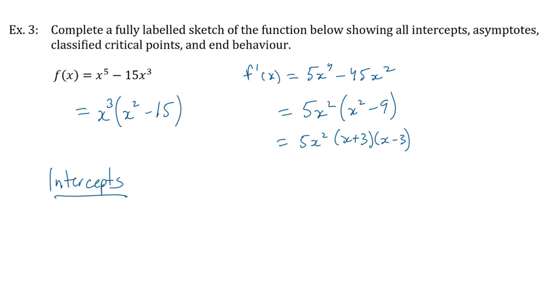Y-intercept is when x is 0, so I just sub x into the original function, f at 0. So it's 0. If I have a y-intercept of 0, I have an x-intercept of 0. Obviously, looking at factored form now, I've got intercepts of 0 and, good, plus minus root 15.